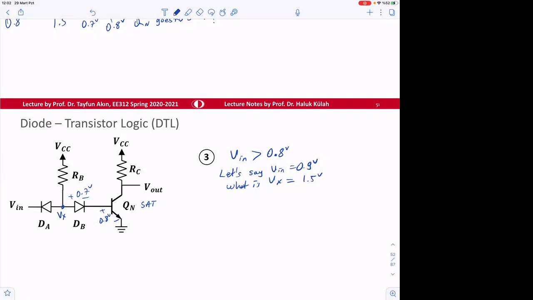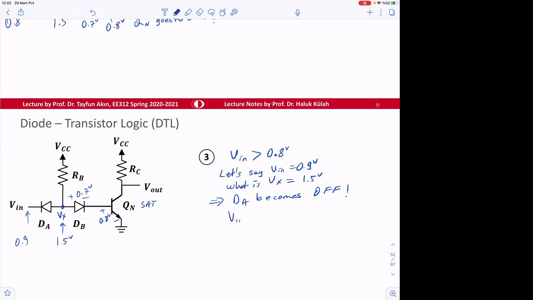Okay. So this is going to be fixed to 1.5 volt. And if this one is 0.9, then dA becomes off.